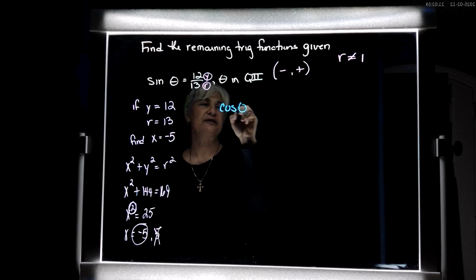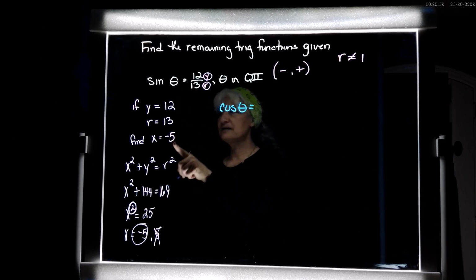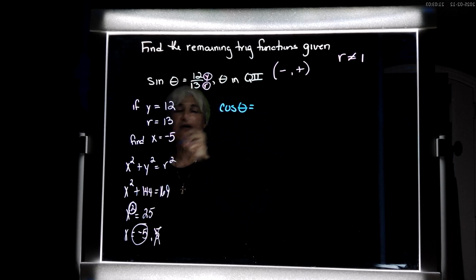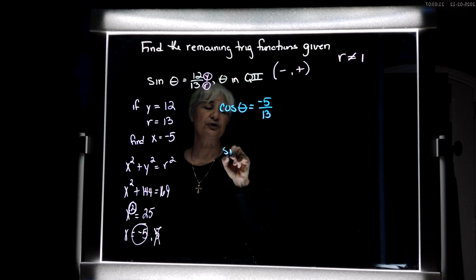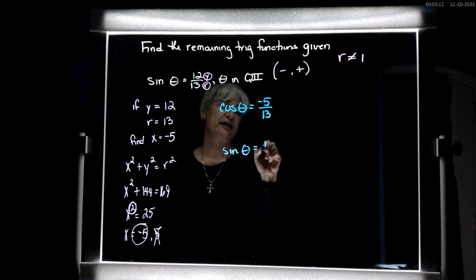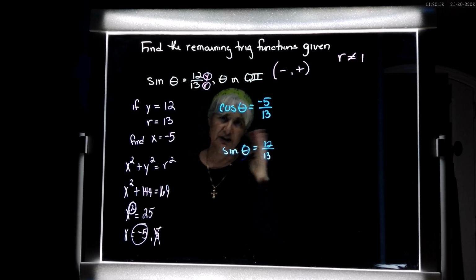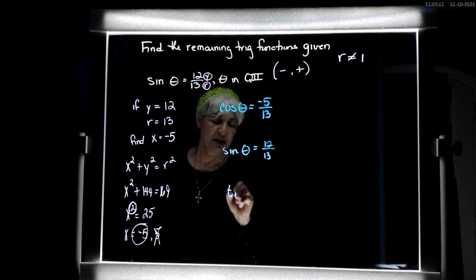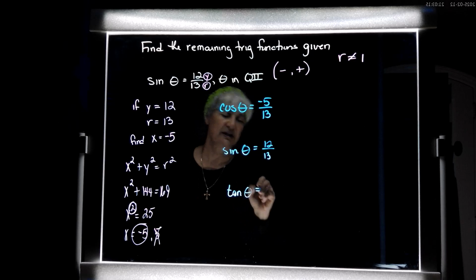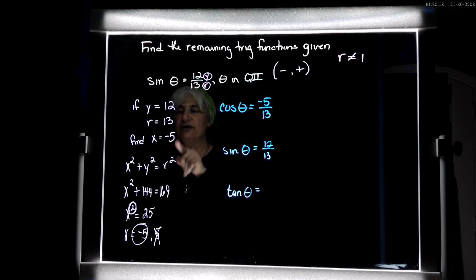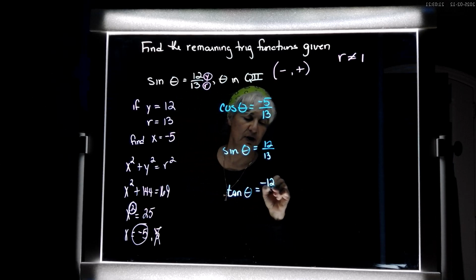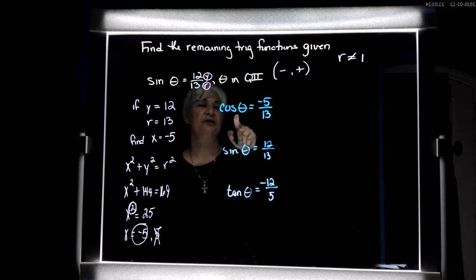Cosine of theta is x over r, so -5 over 13. I'm still going to write the sine of theta even though they gave it to me. I like my little chart, it keeps everything on track and nice and neat. Tangent is y over x, so -12 over 5.